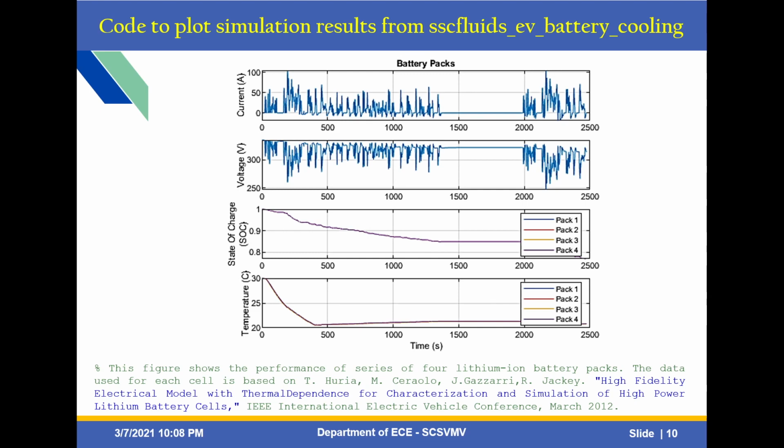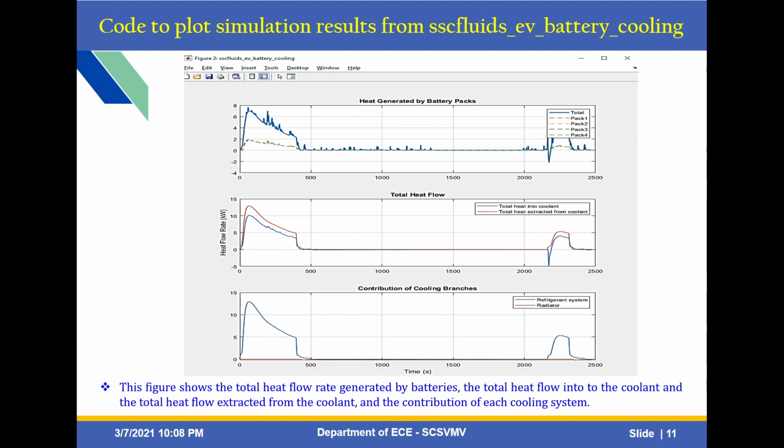Here there are battery packs with current, voltage, state of charge and temperature analyzed in terms of time. This figure shows the performance of a series of 4 lithium ion batteries. The data used for each cell is based on the described authors. Here this is our model. This is the code to plot simulation results for this MATLAB Simulink model, the electric vehicle battery cooling system Simulink model.